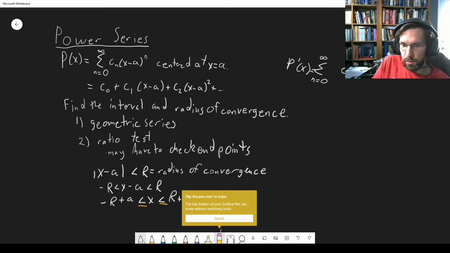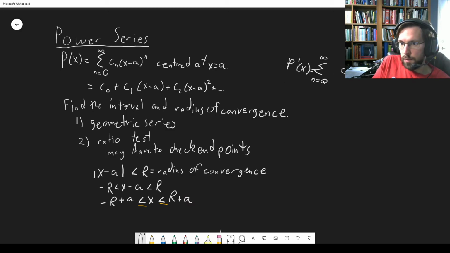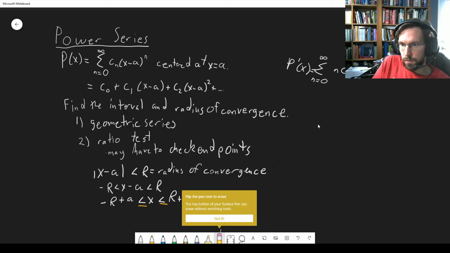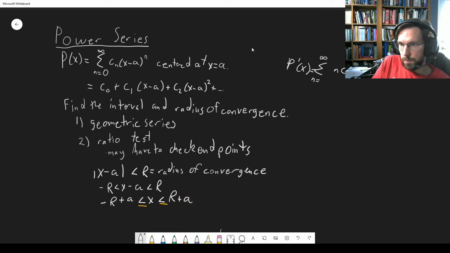Nope, I erased the wrong thing. So if I go over here, we can really start at n equals 1 then. Okay, alternatively, we can also find the indefinite integral of p of x just by taking the term-by-term antiderivative.